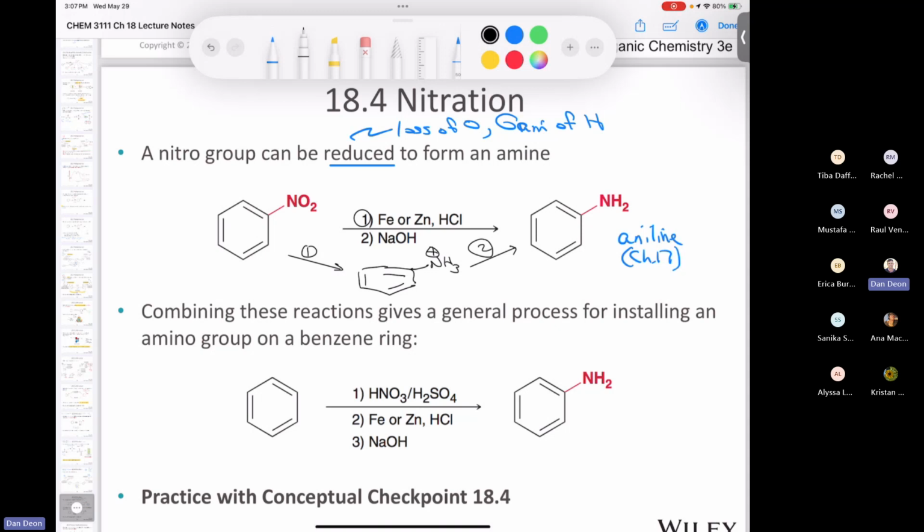So overall, if you wanted to make aniline from benzene, you could do it in a 3-step process. You do the nitration. Remember this step here, this is nitration. Step 2 is going to be a reduction, from the nitro to the amine. And step 3 is just what we call a workup, which in this case is deprotonation. So there you go. So that's the nitration reaction.